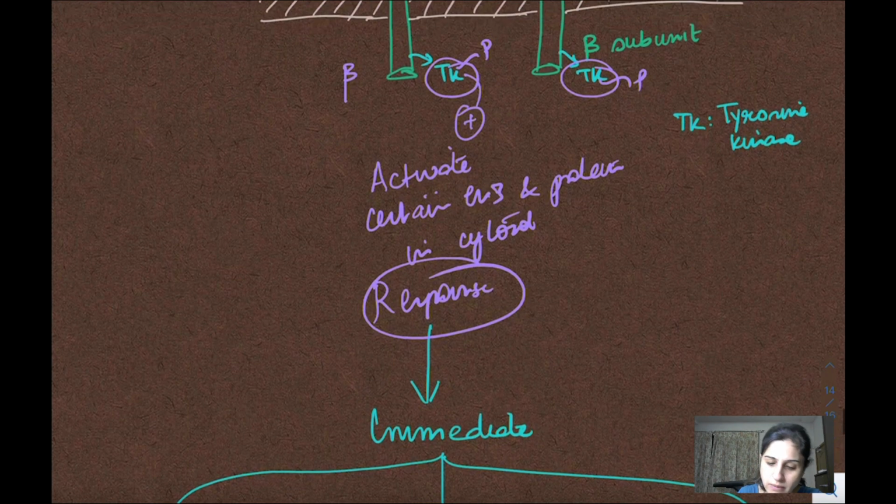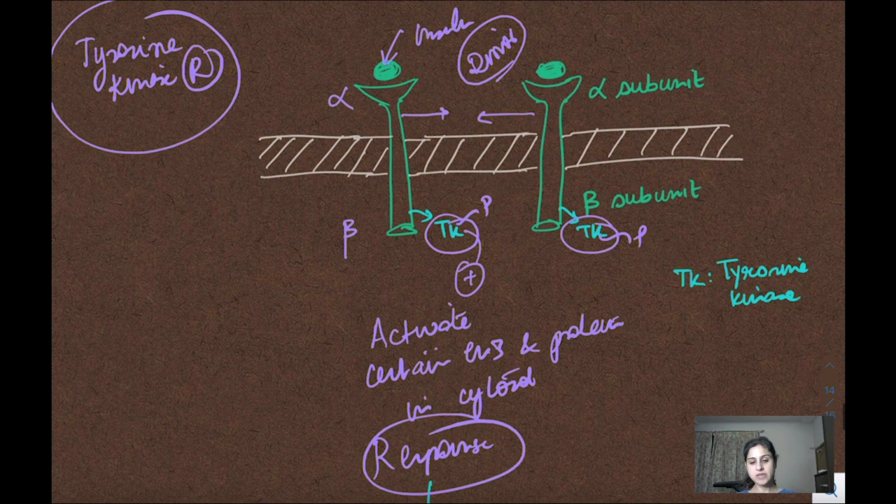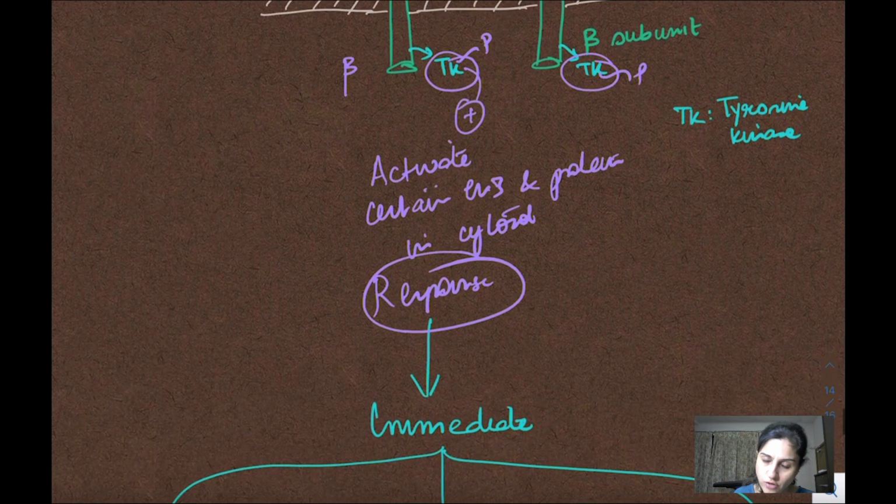So all you have to remember is they act on what type of receptor? Tyrosine kinase linked receptor, and these are enzyme linked receptors. The insulin binds to the alpha subunit outside, not the inside, and there is activation of these receptors. Ultimately the response occurs.